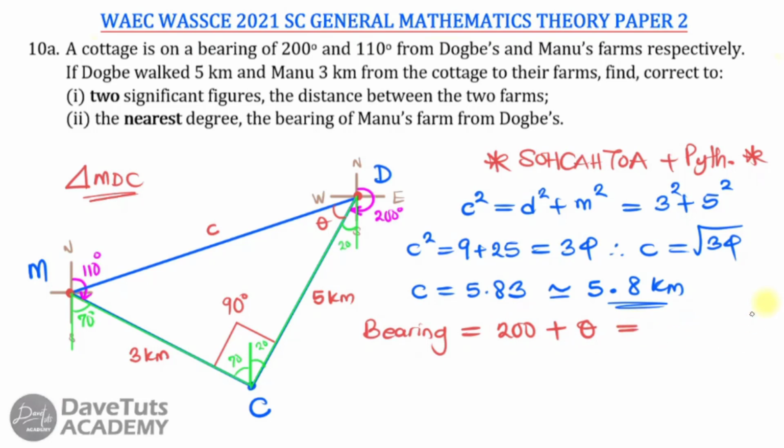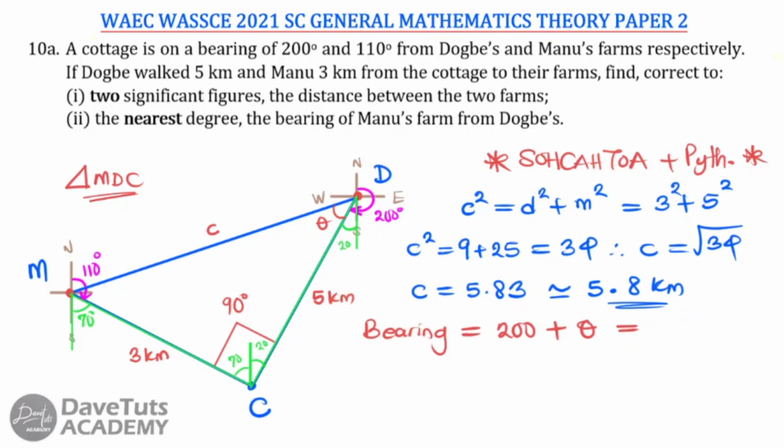So that is what we are looking for. But for us to get theta, since this is a right angle triangle, if I consider this part, we are considering this angle theta, we have the opposite to it, which is 3. We also have the adjacent to it, which is 5. So what is relating the angle, the opposite, and the adjacent? That is tan.